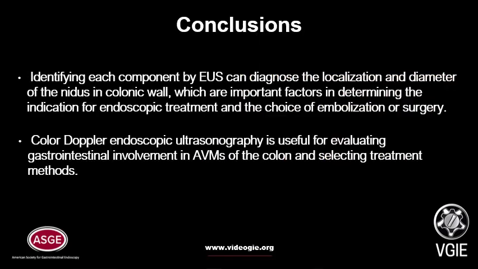Identifying each component by EUS can diagnose the localization and the diameter of the nidus in the colonic wall, which are important factors in determining the indication for endoscopic treatment and the choice of embolization or surgery. Color Doppler endoscopic ultrasonography is useful for evaluating gastrointestinal involvement in AVMs of the colon and selecting treatment methods.